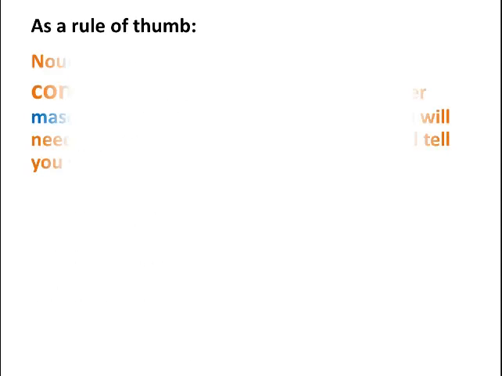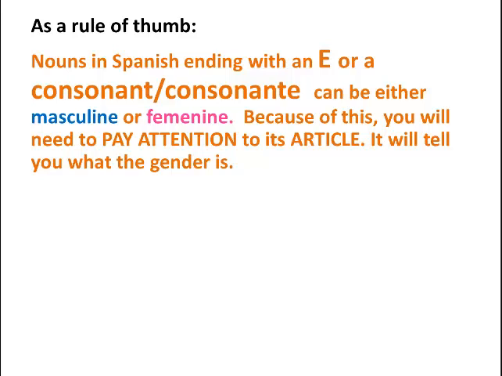So, as a rule of thumb, we've got one more. Nouns in Spanish ending with E or a consonant, in Spanish, consonante, can be either masculine or feminine. So this can be a little bit tricky. If the word ends in E, or if it ends in a consonant, now there's the option of the word either being masculine or feminine. With the words ending in O and words ending in A, we can somewhat predict whether the word is going to be feminine or masculine. Here, it becomes a little bit more ambiguous. And this is where articles come in. Because of this, you'll need to pay attention to the article of the noun. It will always tell you what the gender of the word is.